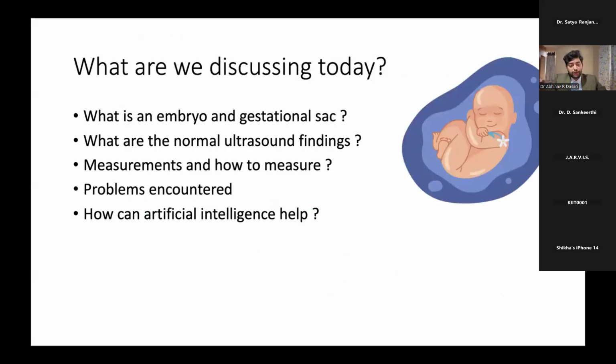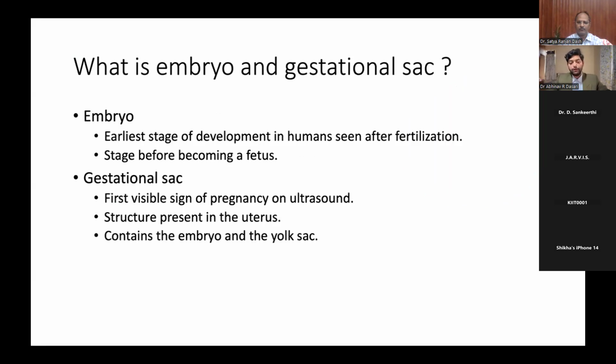We are discussing a lot about health and anatomy, something which most of us will not be knowing because most of us are from CSE. So let us see what we are discussing today. I'm going to tell you about what an embryo and a gestational sac are, what normal ultrasound findings we'll be looking for, what measurements we'll be taking, problems encountered, and how artificial intelligence can help us.